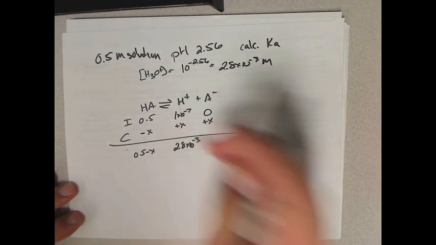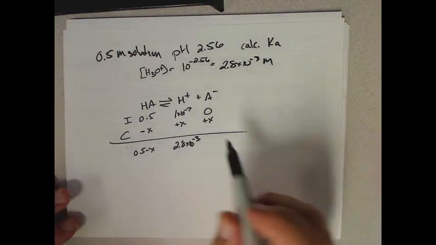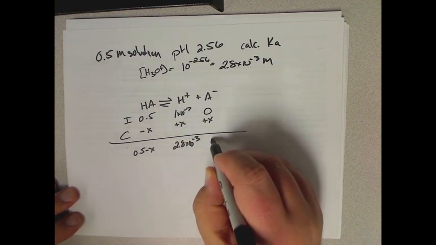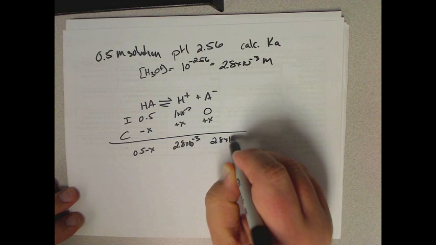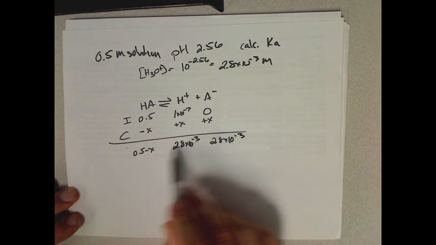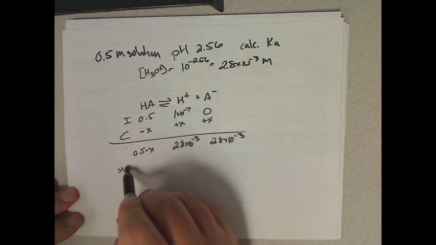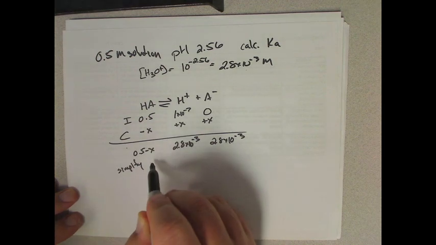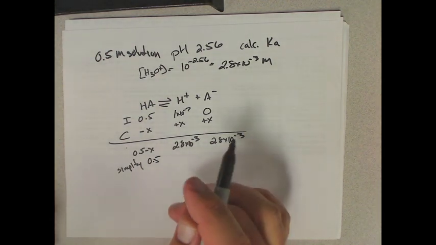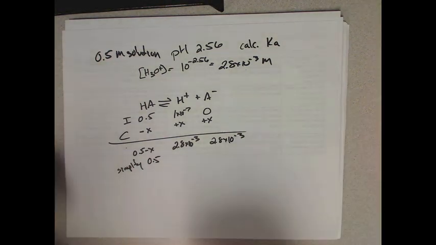So we can assume that x equals 2.8 times 10 to the minus 3. And that means this is also 2.8 times 10 to the minus 3, and this number is too small to be affected by that. So we'll just rewrite this, simplify this as 0.5. If you wanted to, you could say it was 0.04972, but to be quite honest, it's not worth it.